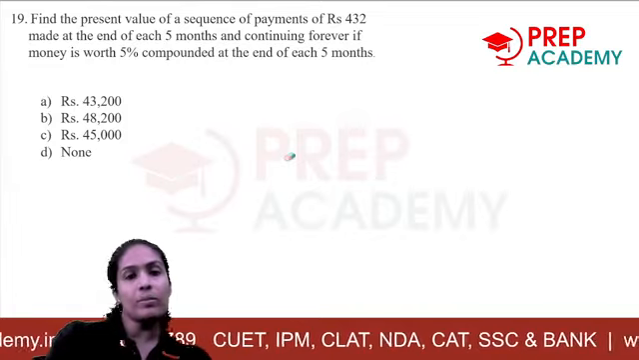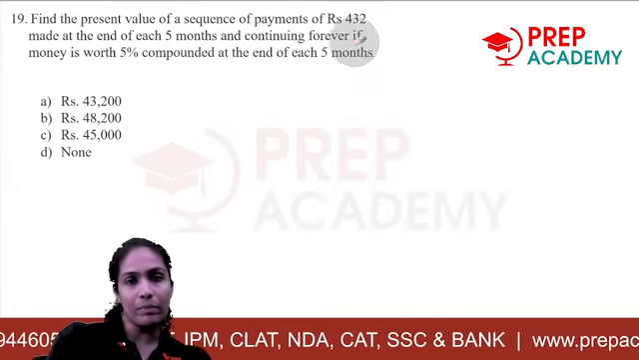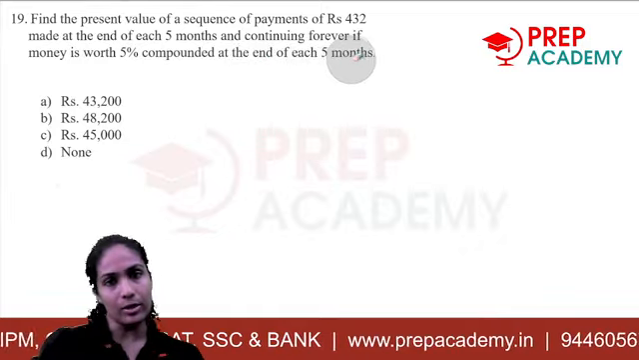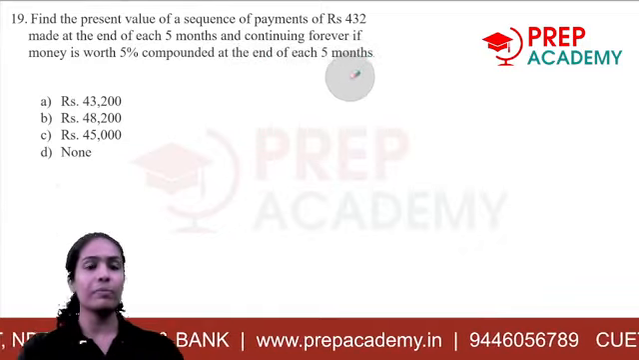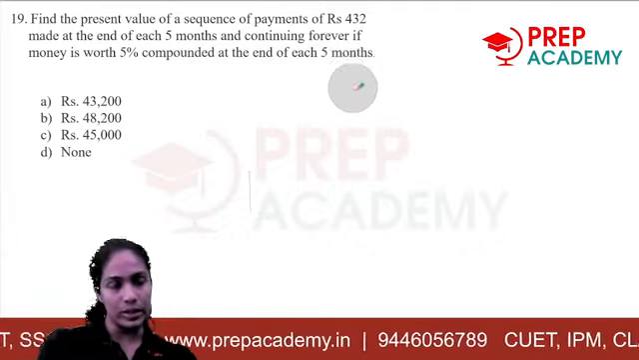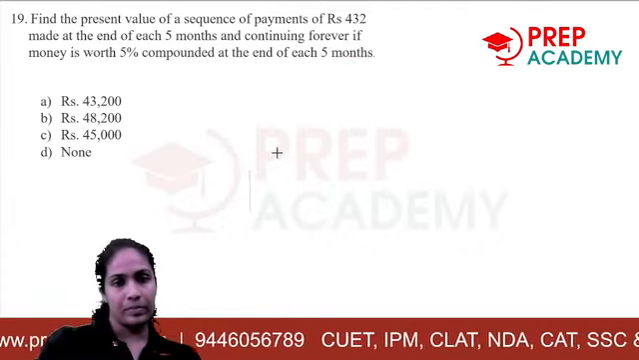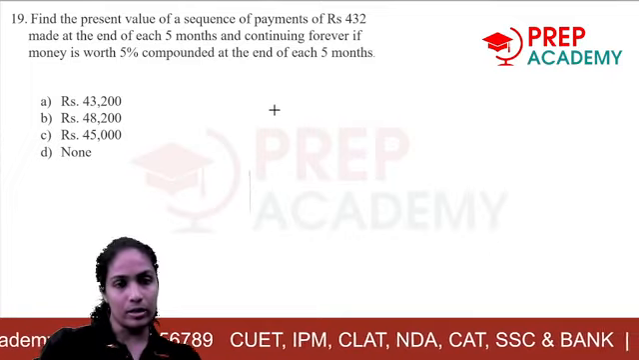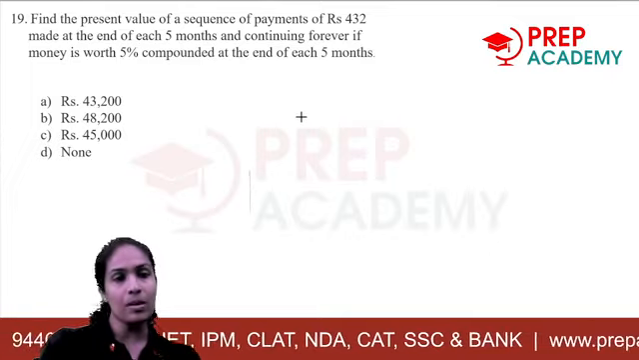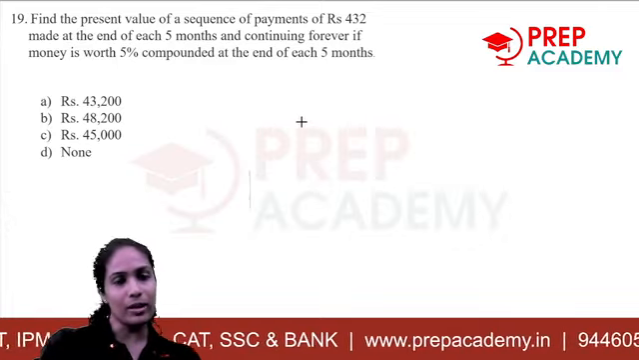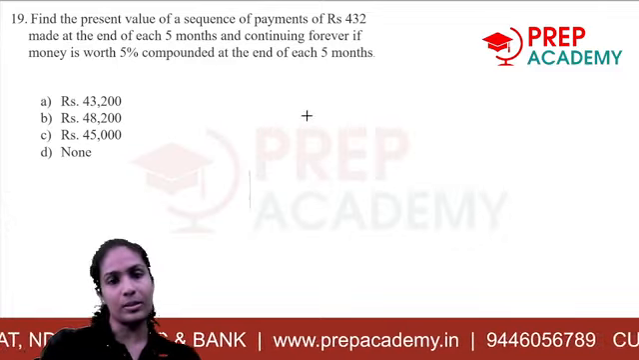Next is: find the present value of a sequence of payments of rupees 432 made at the end of each 5 months and continuing forever, if money is worth 5% compounded at the end of each 5 months. Option A, rupees 43,200. Option B, rupees 48,200. Option C, rupees 45,000. And option D, none of these.